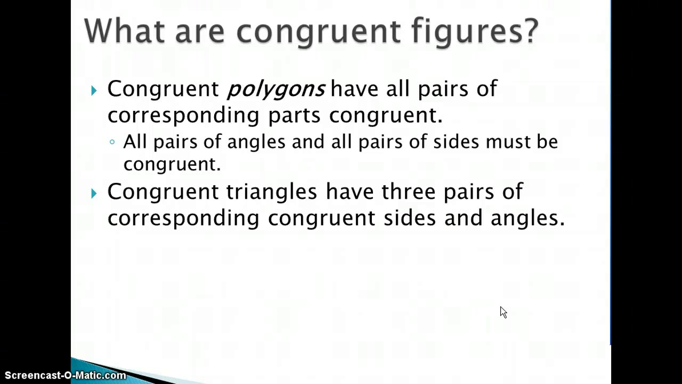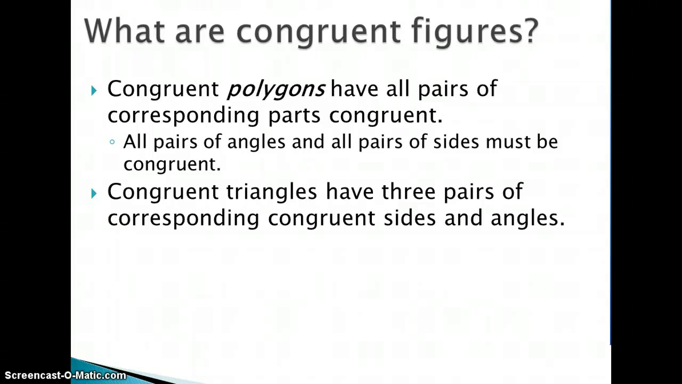What we mean by that is that all pairs of angles and all pairs of sides that are corresponding must be congruent. So if you have a quadrilateral, you have to know that you have four pairs of congruent sides between the two shapes, and also four pairs of congruent angles. Specifically, we have congruent triangles, and this is what the chapter is really going to be all about, proving triangles congruent. In order to prove they're congruent, at least for today, we need to show that we have three pairs of corresponding sides congruent and three pairs of corresponding angles.